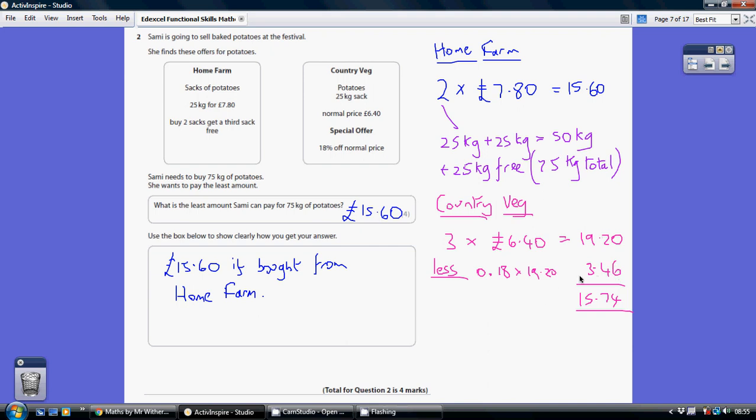So we take that away from the normal price. £19.20 take away £3.46 is £15.74. Now that's the price from Country Veg. So Home Farm, £15.60. Country Veg, £15.74. We want to get them as cheap as possible, so we buy them for £15.60, buying them from Home Farm.